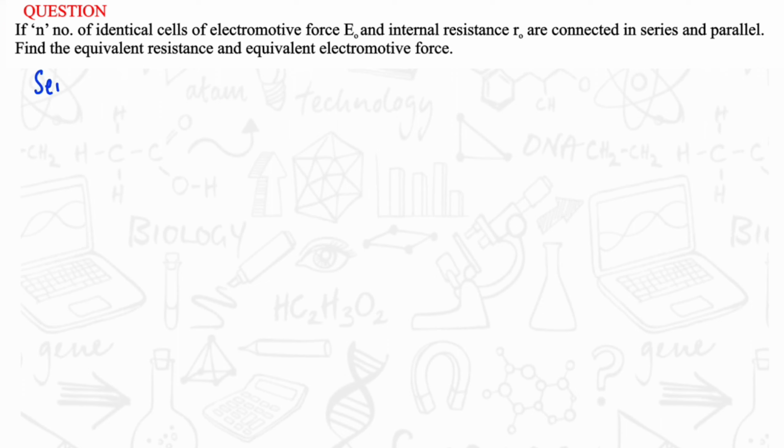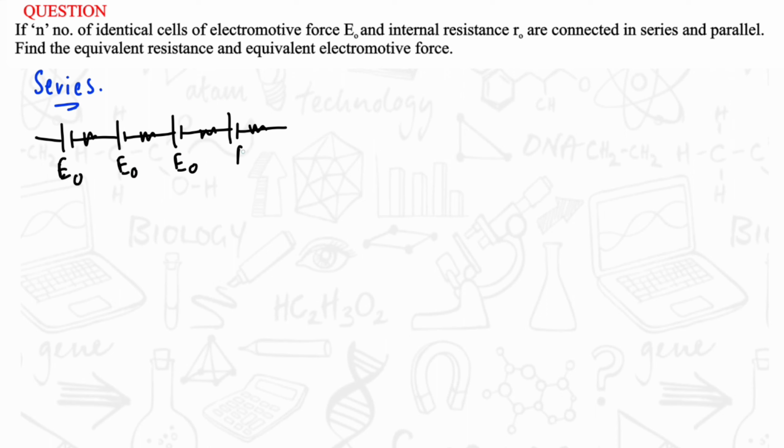Let's consider the series case first. So we have n number of identical cells. So this is E0, and the resistance is R. So this pattern continues until n. So here the equivalent electromotive force, let's say it is EEQ.